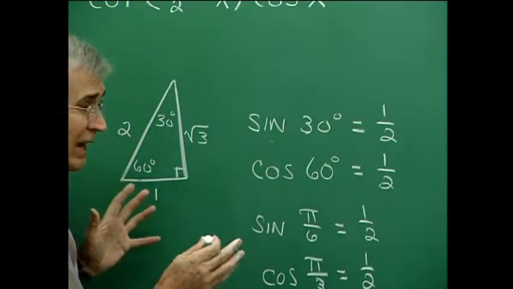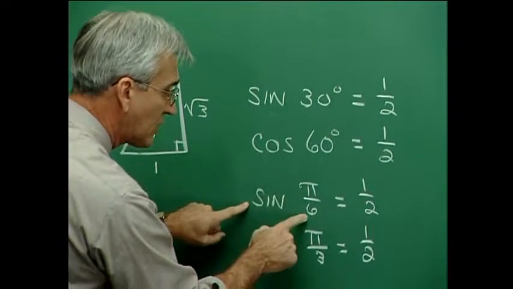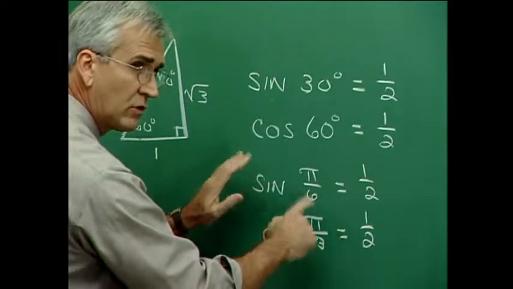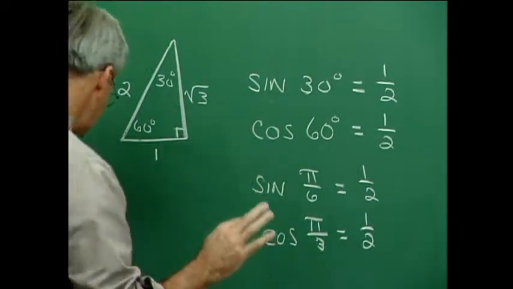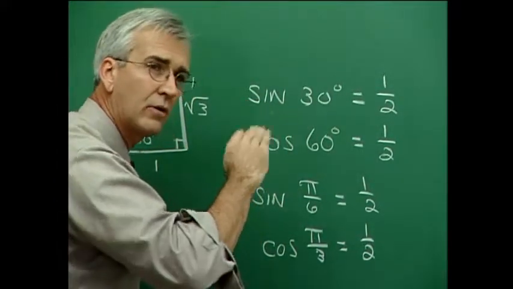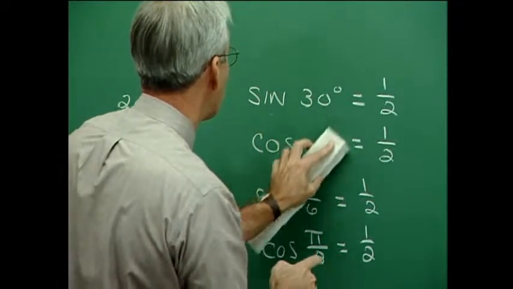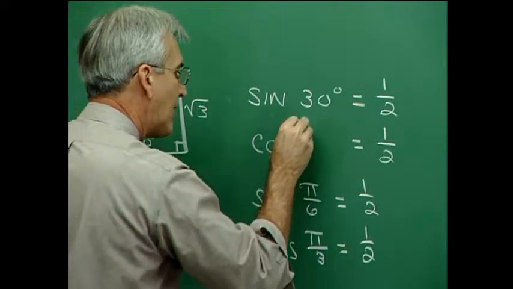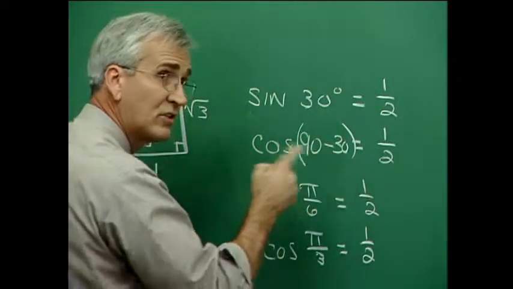And if we're talking about the radian world, we're saying that the sine of pi over 6 is 1/2, the cosine of pi over 3 is 1/2. Same idea. Now, think about how we generate, not cofunctions, but complements. If I were going to generate the complement of this 30-degree angle, I would have the cosine of 90 minus 30, to get at that 60-degree angle.